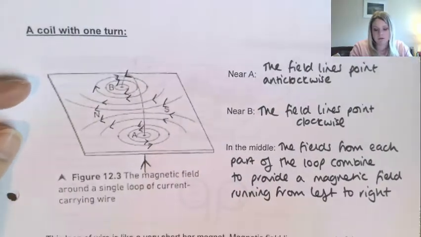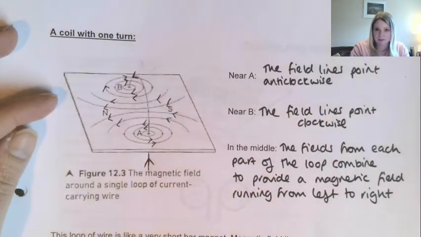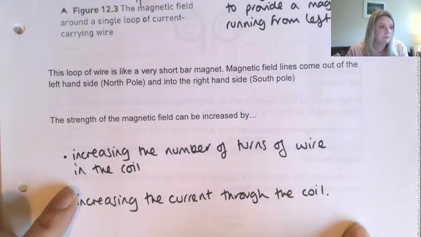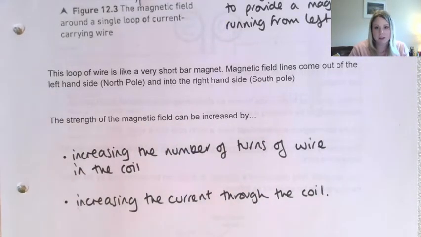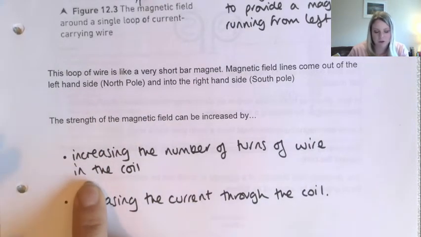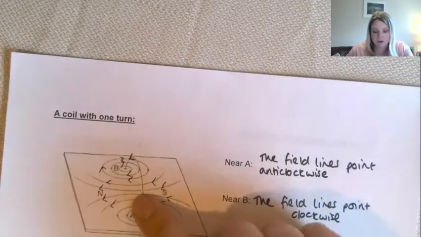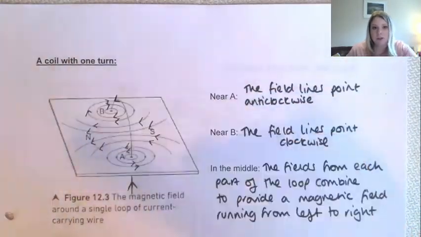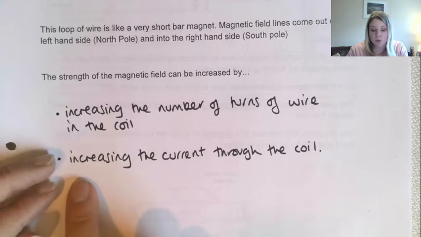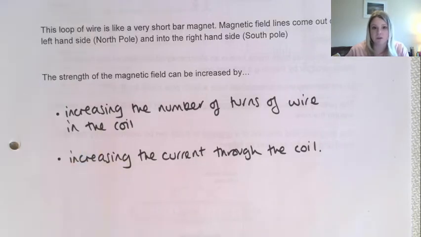This here is a wee bit stronger than a single bit of wire, but we can increase it further. So, again, pause and get this written in. The strength of the magnetic field can be increased by increasing the number of turns of wire in the coil. Here we've just got one turn, but if we had loads of those, it's going to make a much stronger electromagnet. Or we can increase the size of the current going through the coil. The bigger the amount of current, the stronger the magnetic field that's going to be produced.